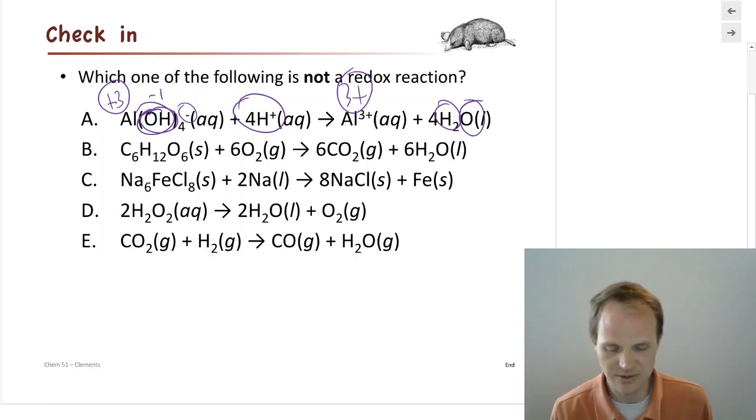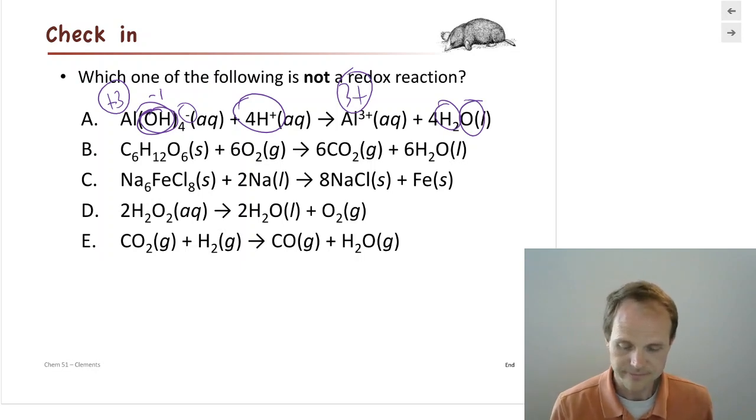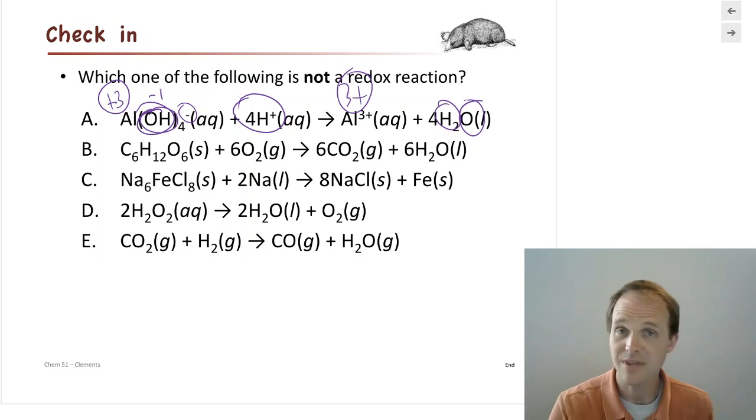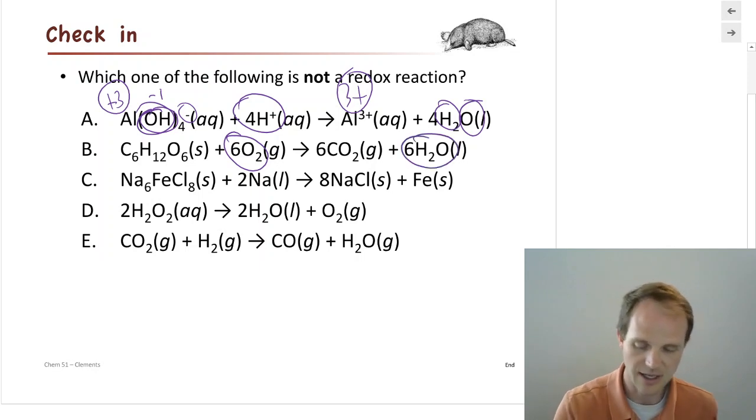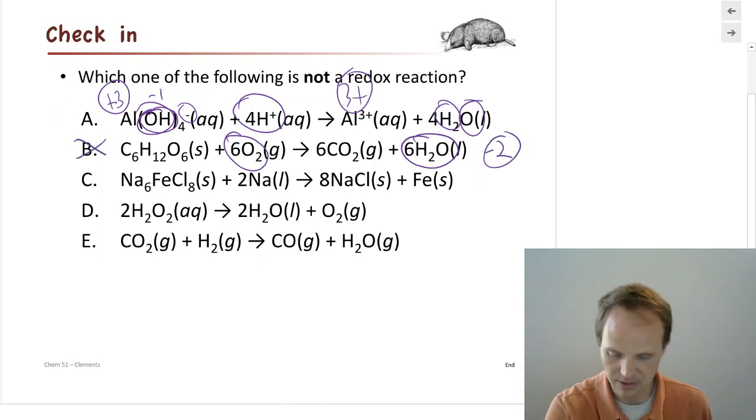C6H12O6 plus O2 goes to CO2 plus H2O. How are you going to figure that one out? Okay. Start with the easy one. O2, we know it's 0. It's an element in its standard state. In H2O, we know that it is -2. There we go. We've just figured out that oxygen went from 0 to -2. That is a redox reaction. Right now, A is a pretty strong contender.